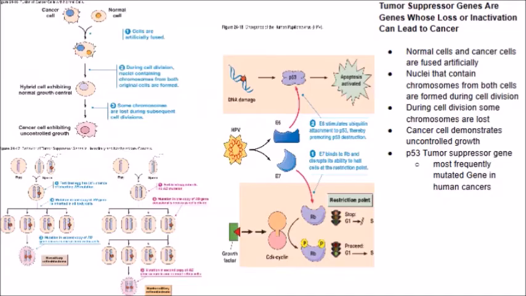Tumor suppressor genes are genes whose loss or inactivation can lead to cancer. Normal cells and cancer cells are fused artificially. Nuclei that contain chromosomes from both cells are formed during cell division. During cell division, some chromosomes are lost. Cancer cells demonstrate uncontrolled growth. The p53 tumor suppressor gene is the most frequently mutated gene in human cancers.